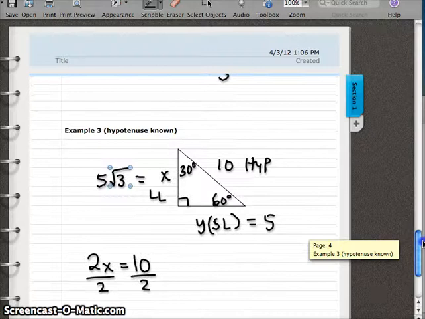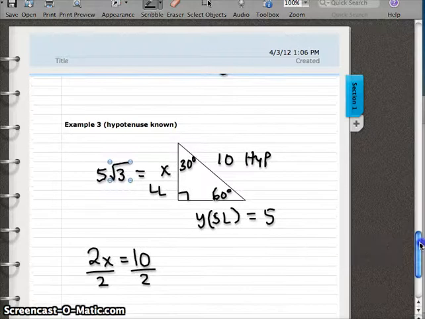So those are special right triangles, 45-45-90. Make sure you know its formulas, and the 30-60-90. Make sure you know its formulas. So go ahead and practice those.